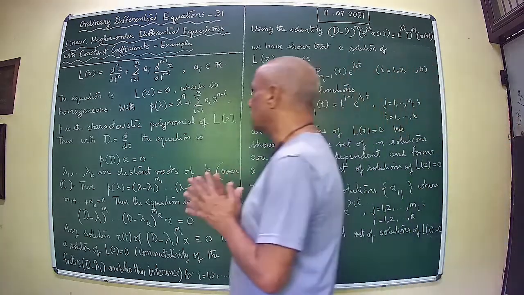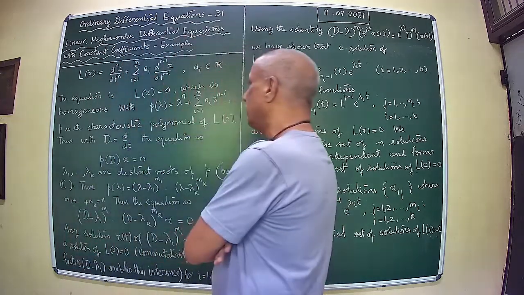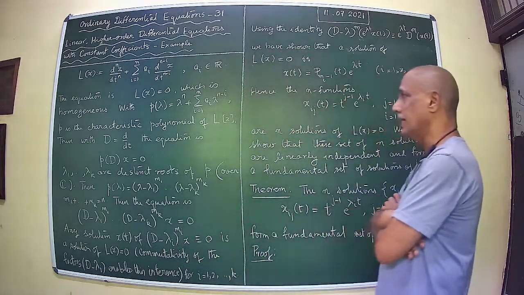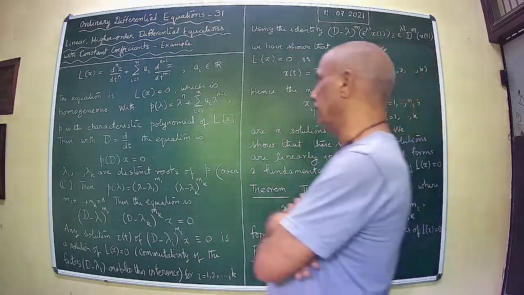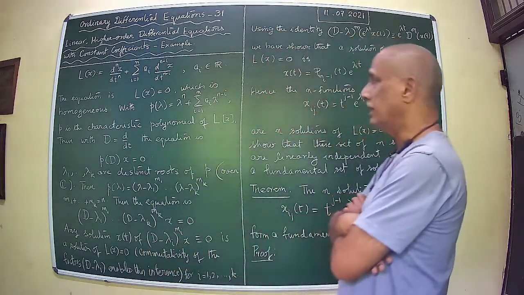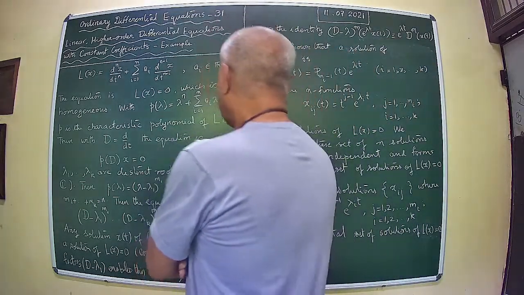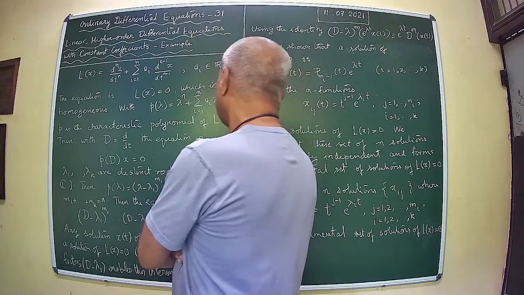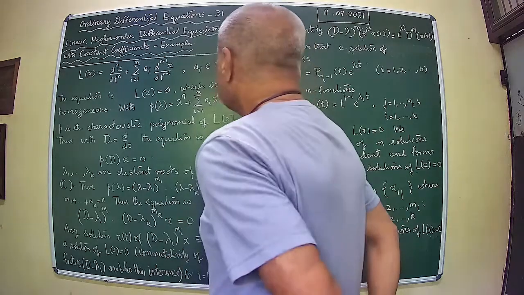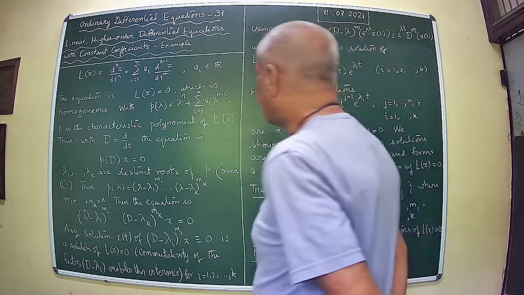Yeah, so the expression L is given by the nth derivative of x plus sigma i equal to 1 to n a_i d^(n-i)x divided by dt^(n-i), where the a_i's are all assumed to be constants, that is, real numbers. The equation is Lx equal to 0, which is homogeneous, with P(lambda) equal to lambda to the power n plus sigma i equal to 1 to n a_i lambda to the power n minus i. P is the characteristic polynomial of L.